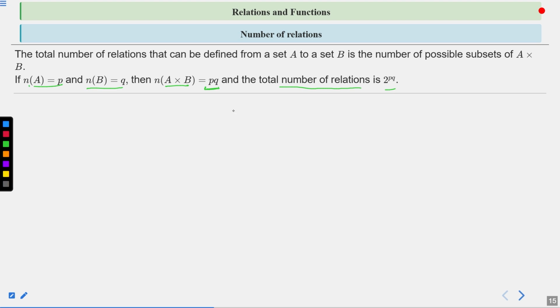If you recall, what do we mean by relation? A relation, from the definition, is just a subset of your Cartesian product A cross B. So how many subsets can you form? 2 raised to the power PQ. Simple. So far so good.